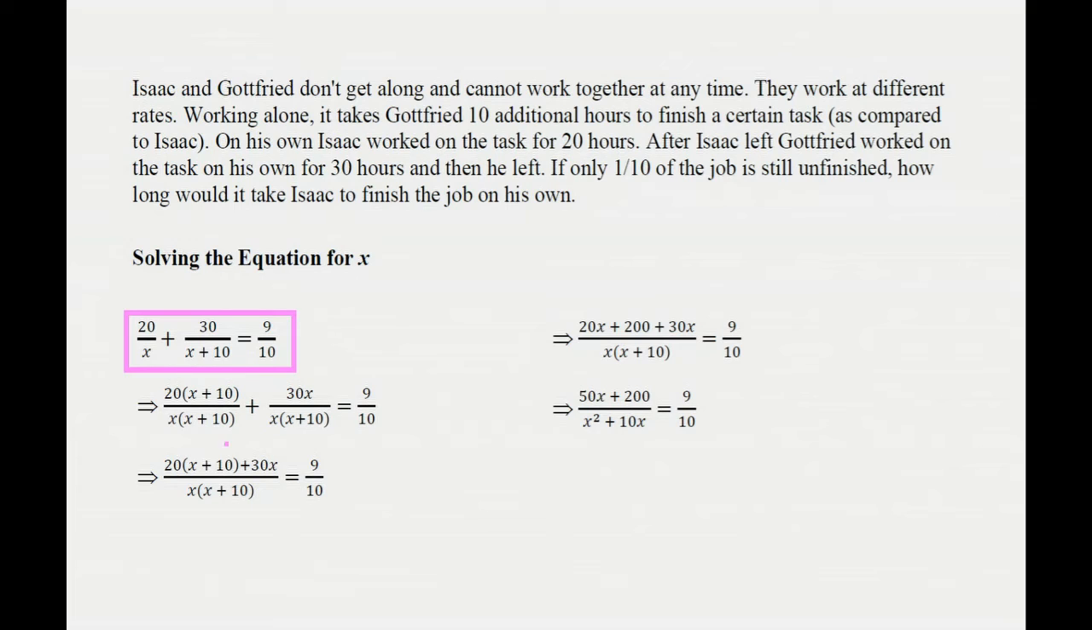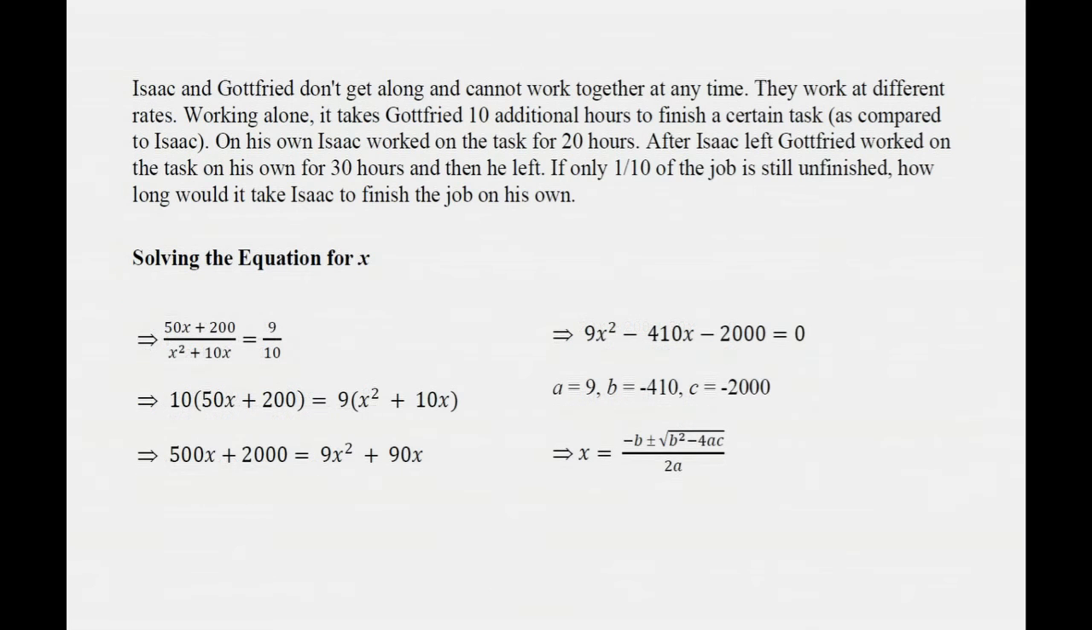I added these two numerators, 20 times x plus 10 plus 30 times x. I did a little bit of algebra, 20x plus 200, 30x. And now, finally, 20x plus 30x is 50x, and I still have 200, didn't do much with it. I distributed x over x plus 10, and I got x squared plus 10x. That's my equation so far. I'm not quite done. I will have to work on this further.